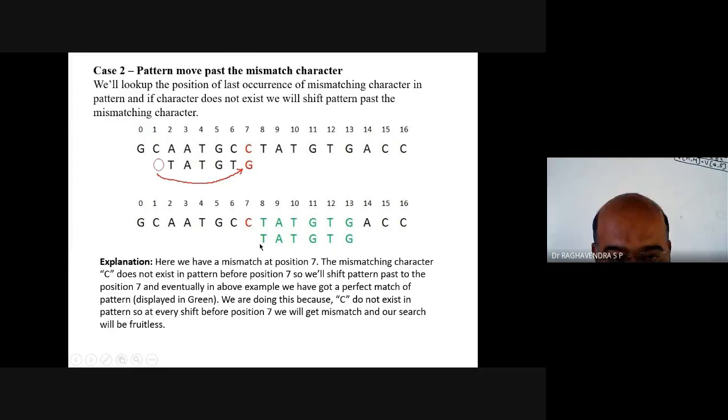Yes, sir. Look, now once again we will start the comparison. G will be matched with G, T will be matched with T, G will be matched with G, T will be matched with T, A with A, and T with T. So everything matches, so the search will stop over here.